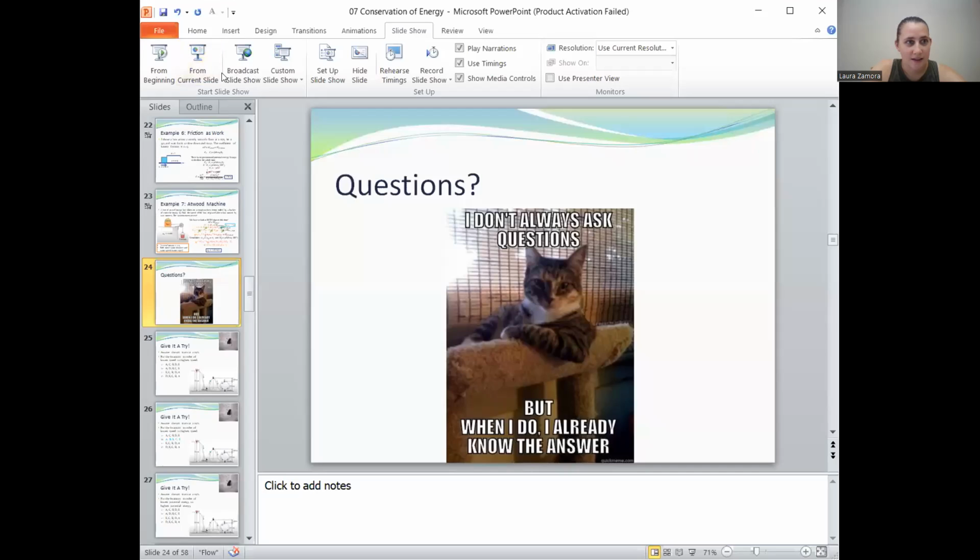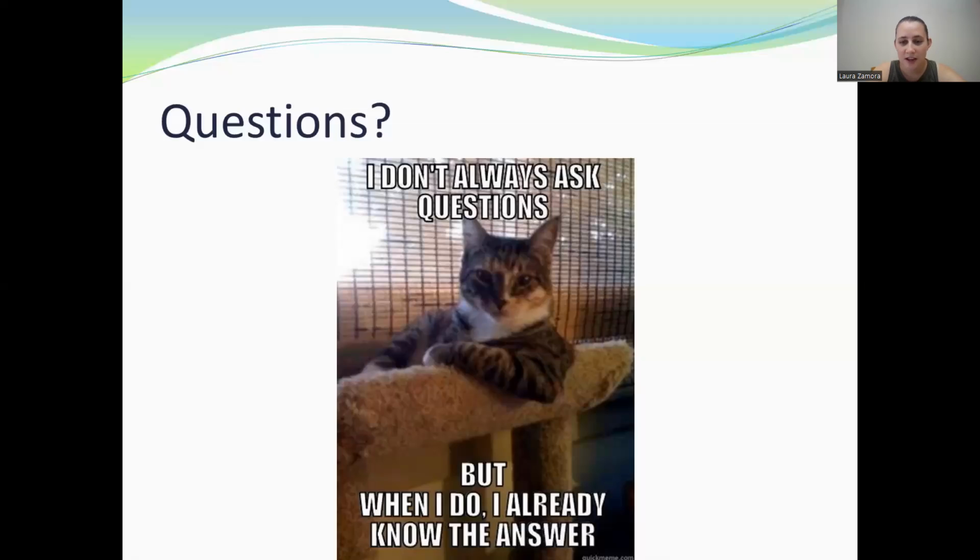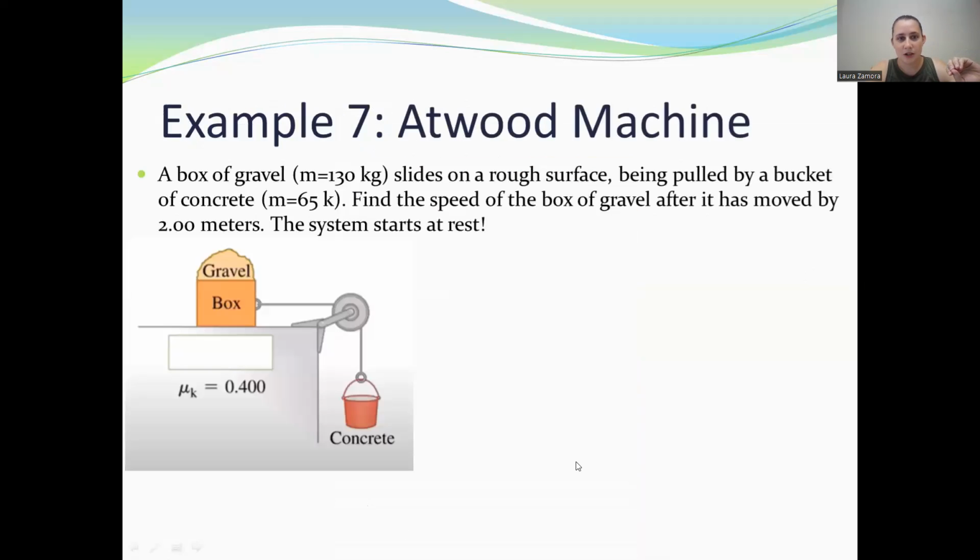I'm going to go ahead and share my screen. All right, can you all see the questions, Kat? Yes. Great. Okay. So yesterday we had been doing some example problems on energy, and we ended with this example of an Atwood's machine, right?